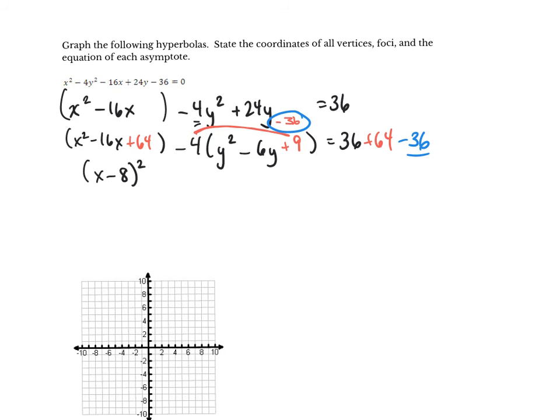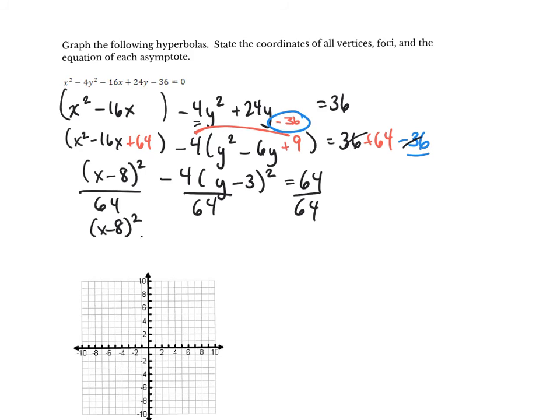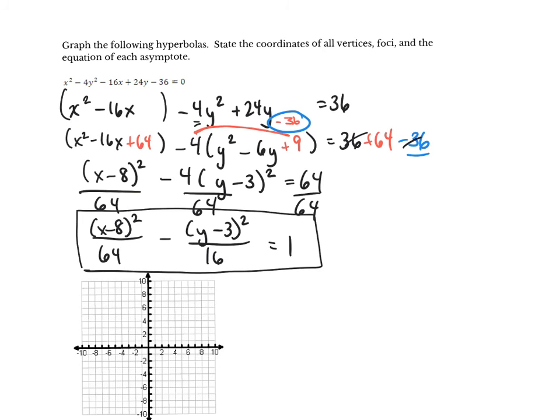So that's really the trick. The rest is pretty much factoring as perfect squares. This is y minus 3 squared. This is 64. And so now I can simply divide out by 64 to every term to clear that out. So I have x minus 8 squared over 64 minus y minus 3 squared over 16 equals 1. So really all that work was just to get it to a form where I can work with it, the standard form, where I can pick out my center and transverse axis and all the other cool stuff that we need to graph the hyperbola.